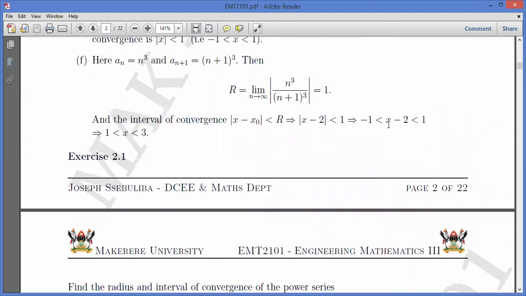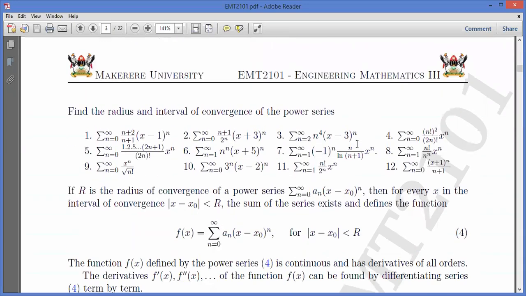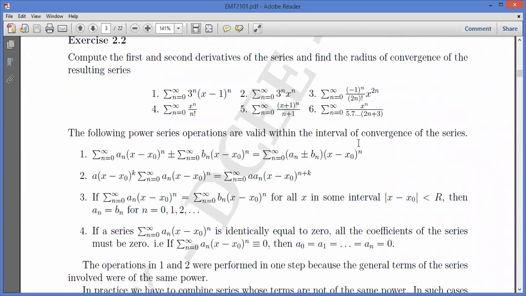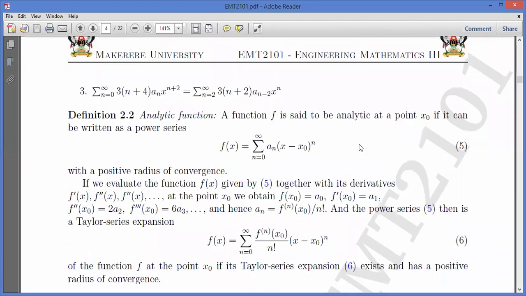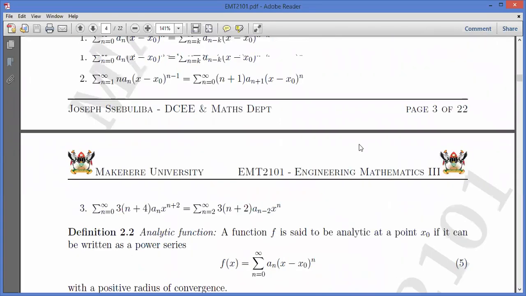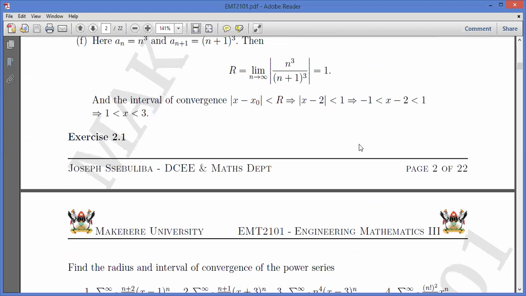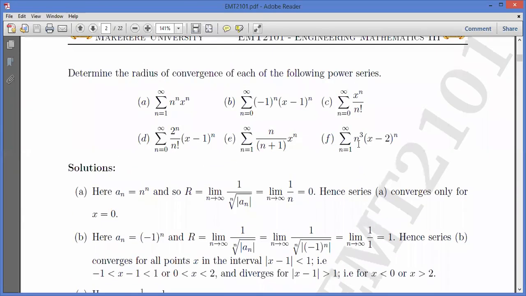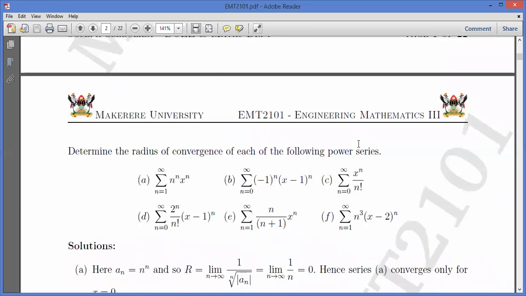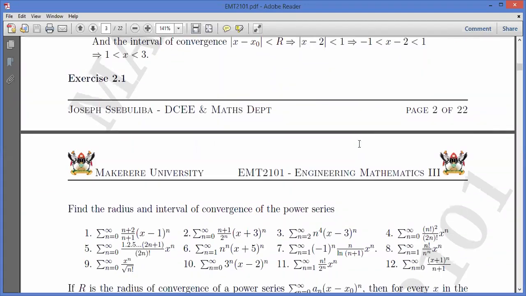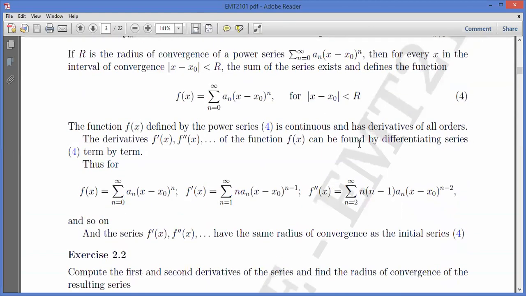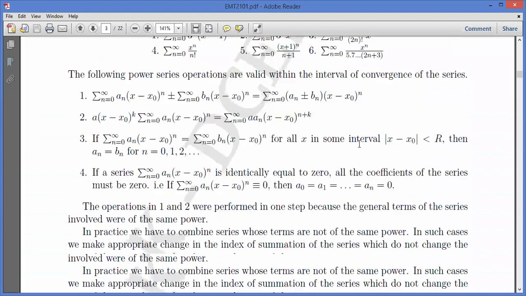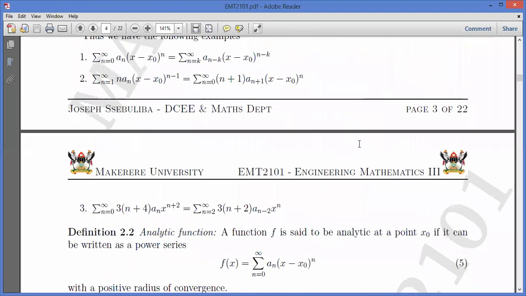So we introduced ourselves to Power Series Solutions yesterday, and we looked at a couple of things. Today we are supposed to, I think we did all of this. Yes, that is all covered. And these are your exercises.